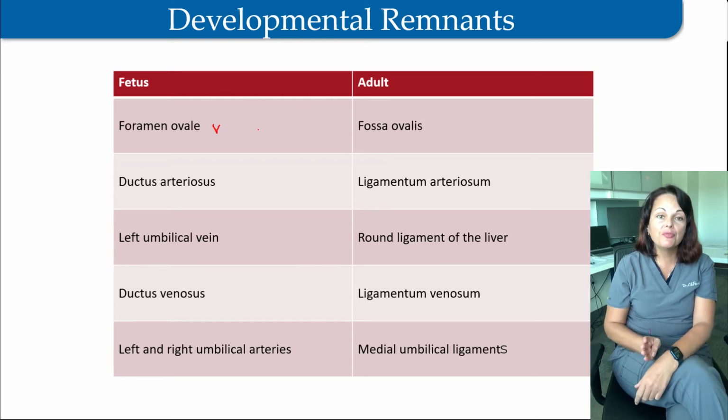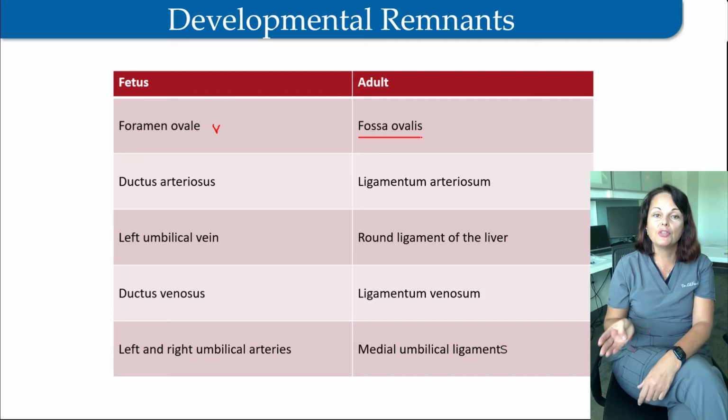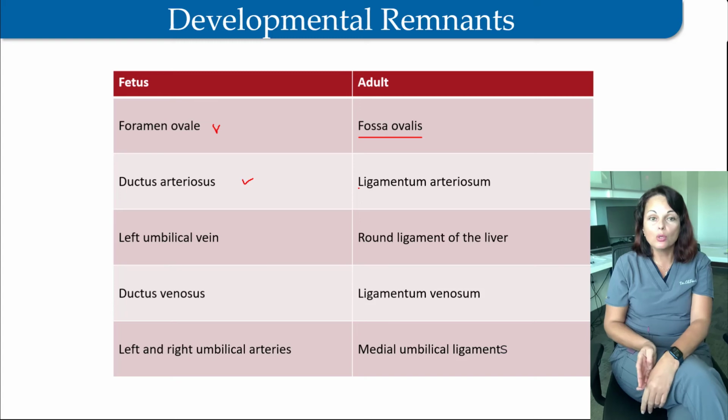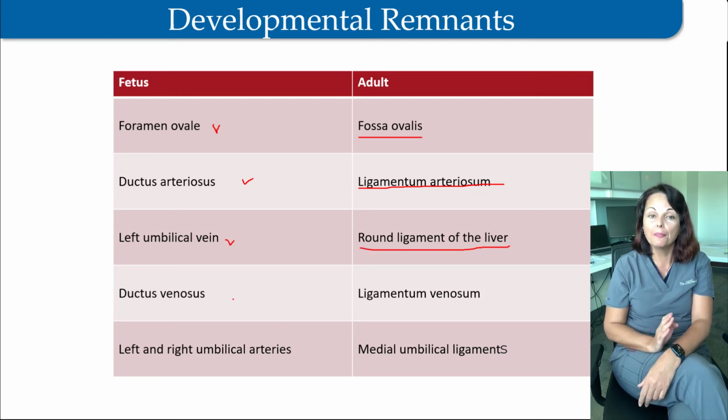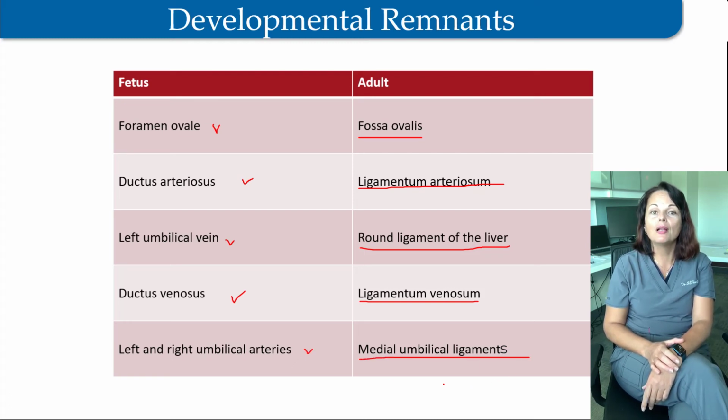The aperture between the right and left atria becomes the fossa ovalis. The ductus arteriosus obliterates into the ligamentum arteriosum. The left umbilical vein becomes the round ligament of the liver, and the intrahepatic part, the ductus venosus, obliterates into the ligamentum venosum. And the umbilical arteries become the medial umbilical ligaments.